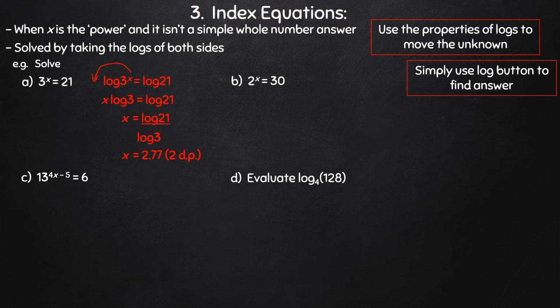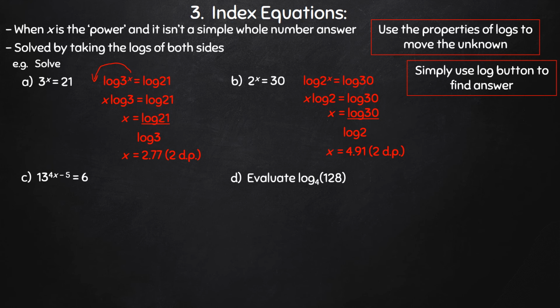Okay, we do the same for the second one. So we take the logs of both sides, the x comes down the front, so it becomes x log 2 equals log 30. Divide by the log 2 through both sides, so we end up on the other side with log 30 divided by log 2 equals 4.91.